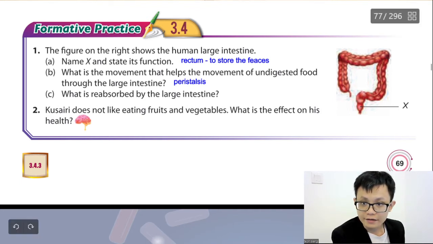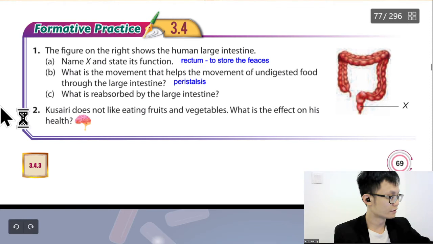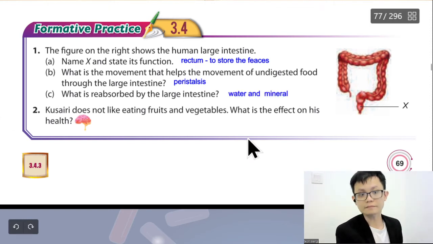Where was I? What is reabsorbed in the large intestine? Water and mineral. So let me write this word. Water and mineral. Okay, very easy.